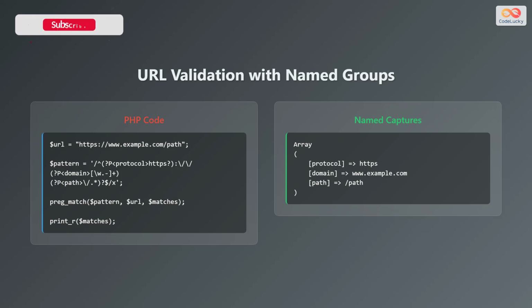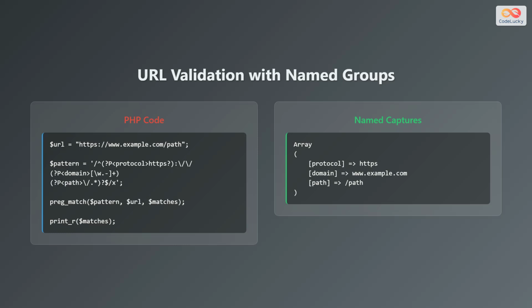The first part is (?P<protocol>https?)://. The second part is (?P<domain>[\w.-]+). The third part is (?P<path>/.*). The x flag at the end allows us to use whitespace and comments in the pattern for better readability.